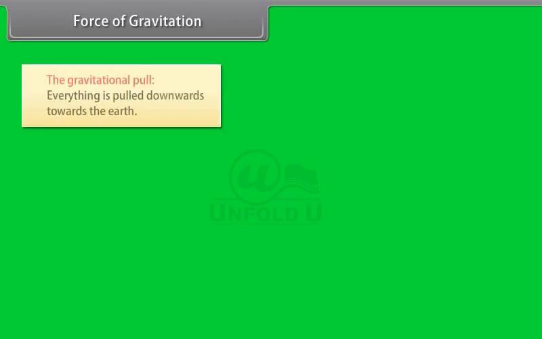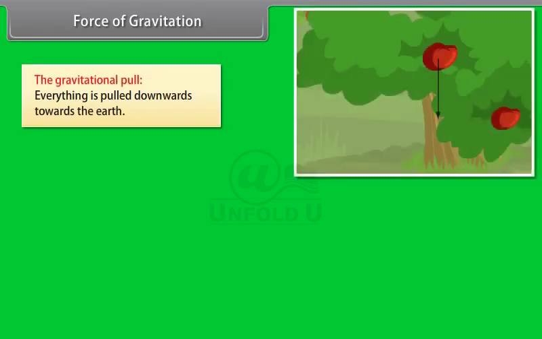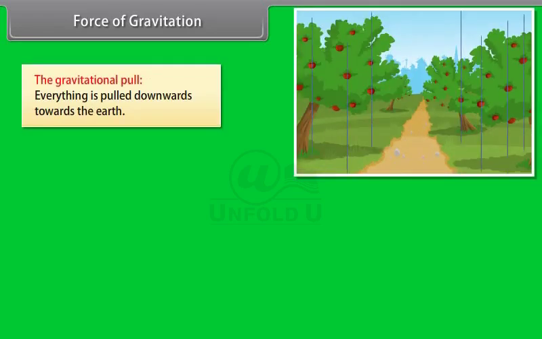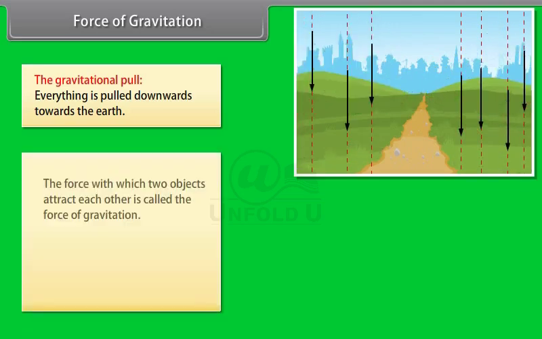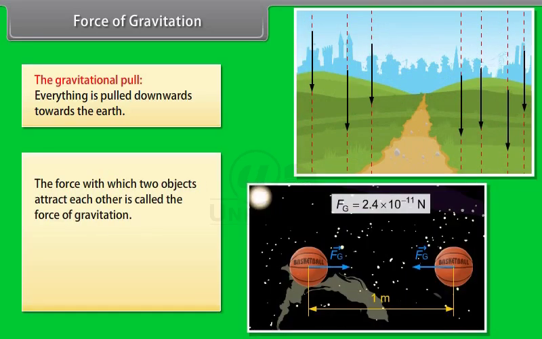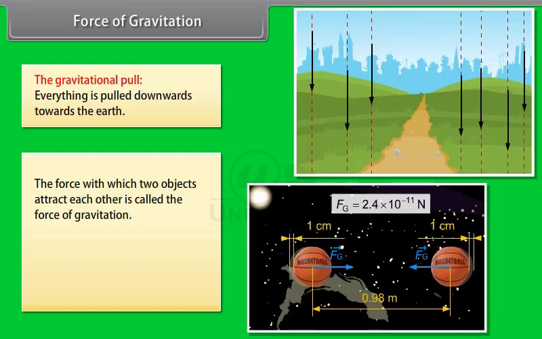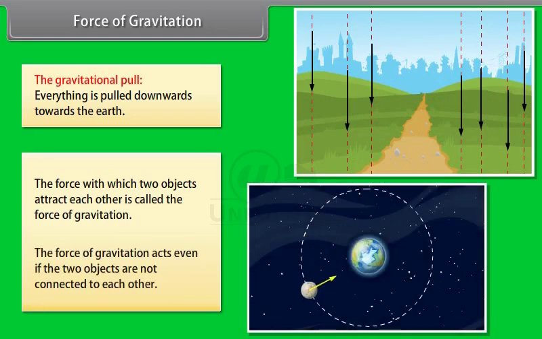Force of gravitation. The gravitational pull. Everything is pulled downwards towards the earth. The force with which two objects attract each other is called the force of gravitation. The force of gravitation acts even if the two objects are not connected to each other.